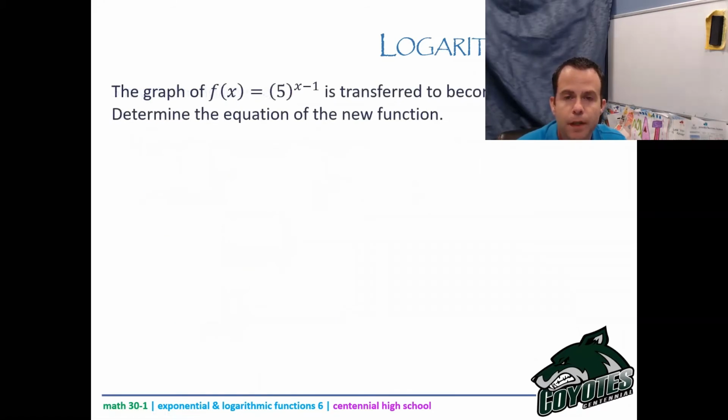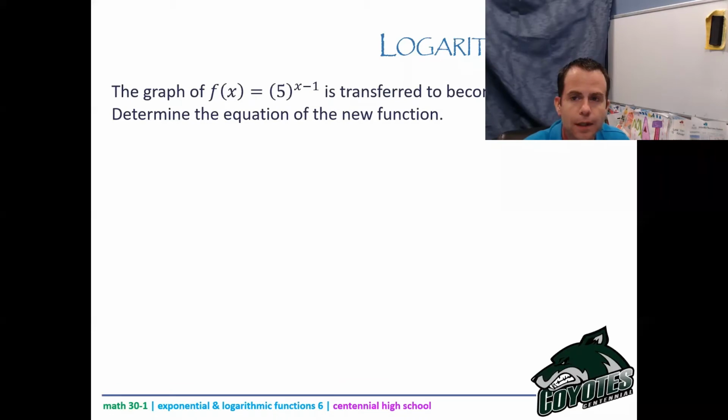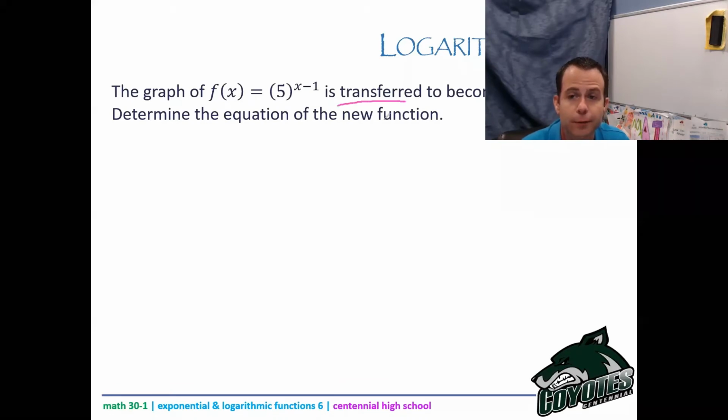Okay, the graph of f of x equals 5 to the x minus 1 is transformed. Sorry, that would be a typo. I will fix that for you. That should say transformed. It does in your book. Transformed to become y equals f to the negative 1 of x. Now you will remember from your first unit that that means we're taking the inverse.